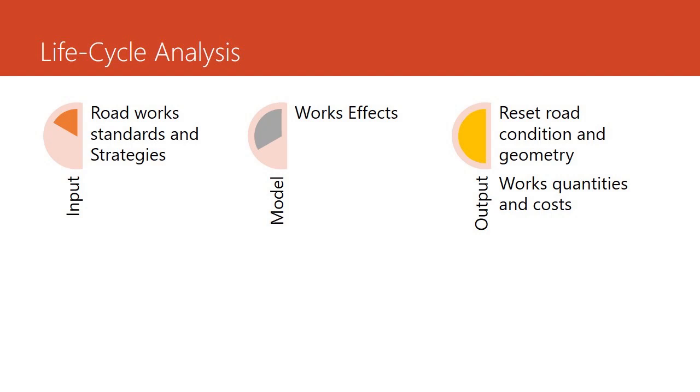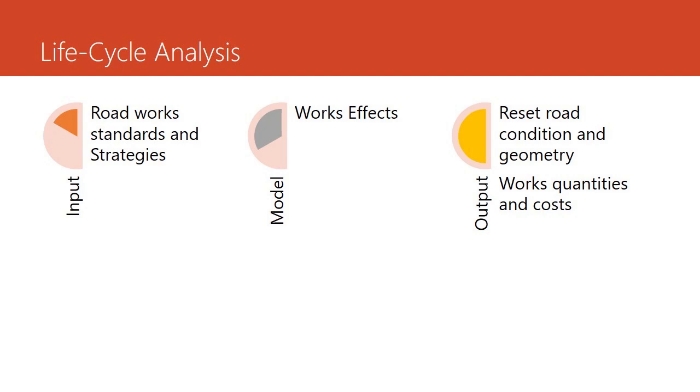Once the strategies are applied, the works effects model evaluates their impact on the pavement. The outputs of this model include two primary results. First, it resets the road condition and geometry, reflecting the improvements achieved through the works. This could mean smoother surfaces, reduced roughness, restored pavement strength, or modified alignment. Second, it generates detailed works quantities and costs, which include materials, labor, equipment, and unit costs, helping planners estimate the total financial requirements for implementation.